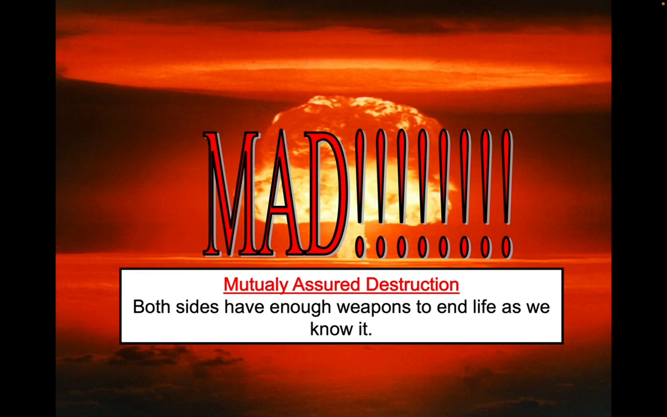Now, as I said before, the brinksmanship created massive military stockpiles of weapons that could be delivered for both sides. And so both sides now have reached the stage of MAD. This is known as mutually assured destruction. Both sides have enough nuclear weapons to be able to end life as we know it.